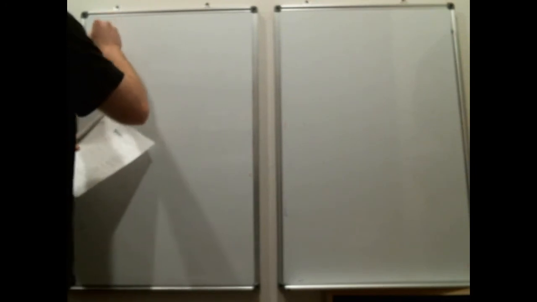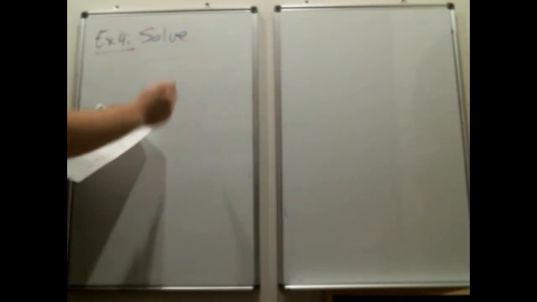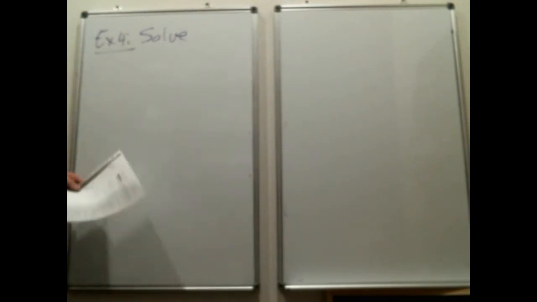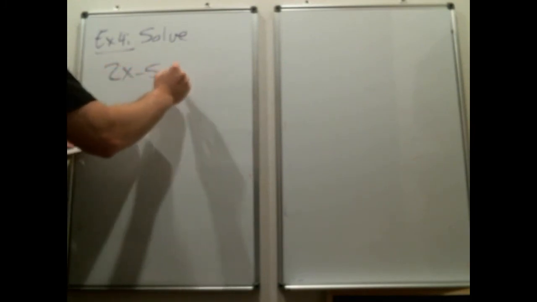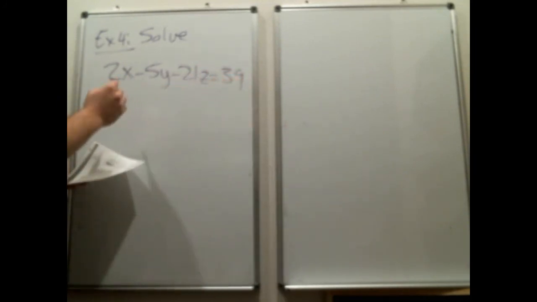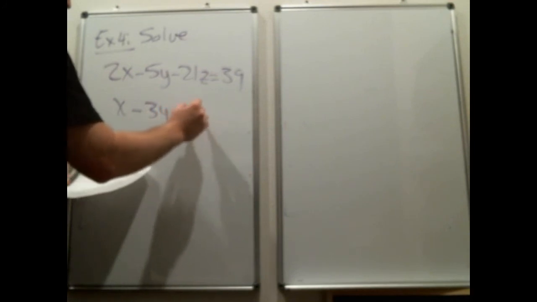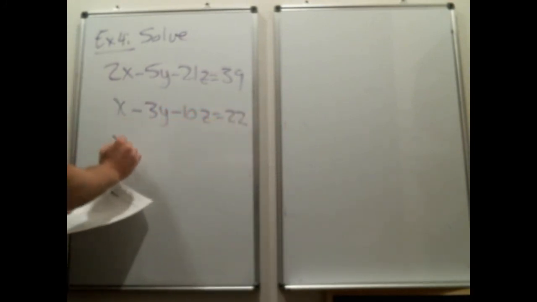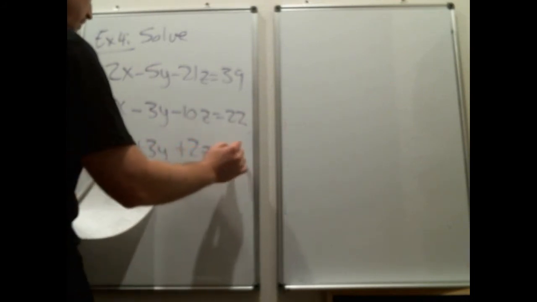So I think I'm on example 4, and I'm going to say solve. And I'm going to solve using Gaussian. But if I just say solve on the test, you can solve however you like. Solve 2x minus 5y minus 21z is equal to 39. And then x minus 3y minus 10z is equal to 22. And then x plus 3y plus 2z is equal to negative 8.